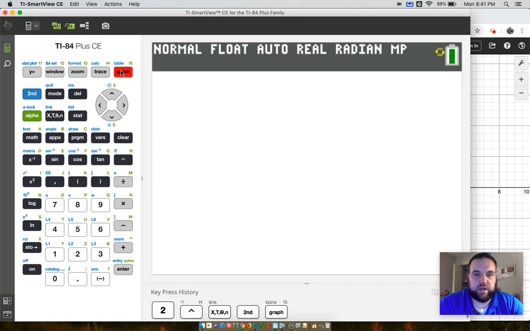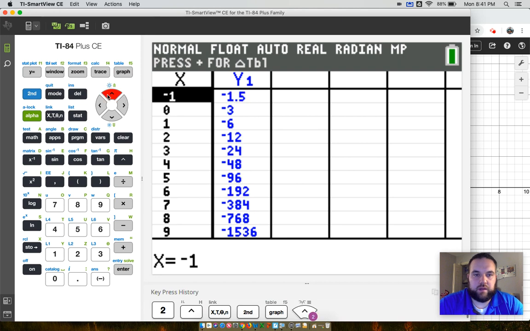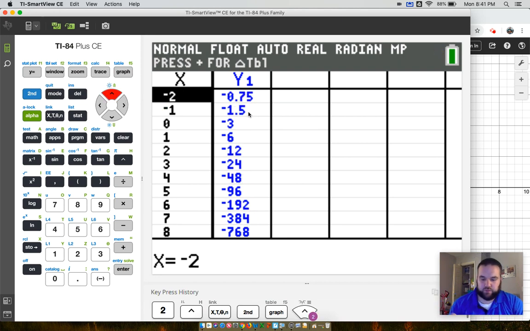I'm going to go to the table now. Okay, and that gives me the y coordinates from negative 2 to positive 2. So I'm going to jot these down while they're here. So negative 0.75. You can see that those values are growing, right? They're all negative.